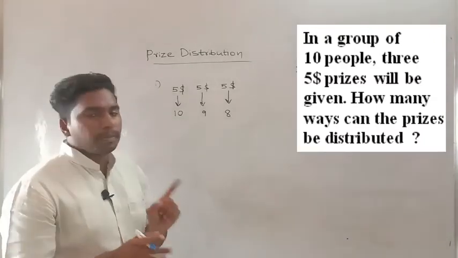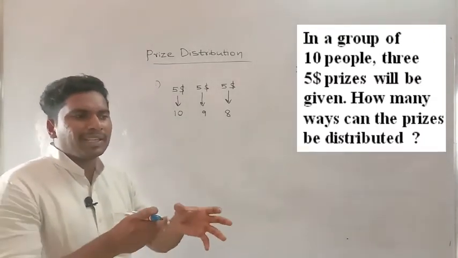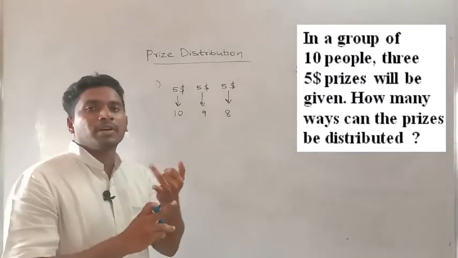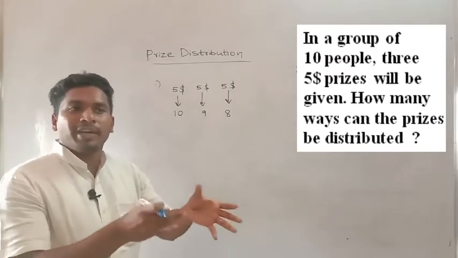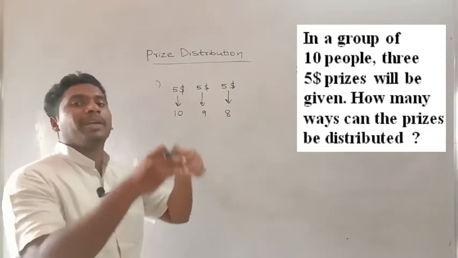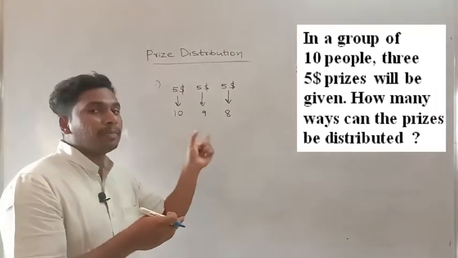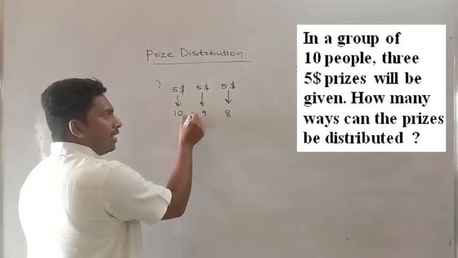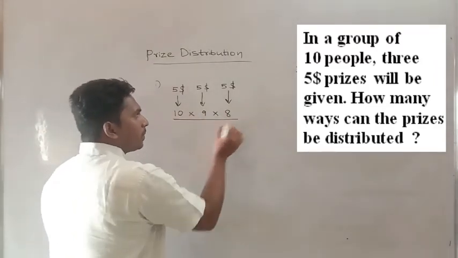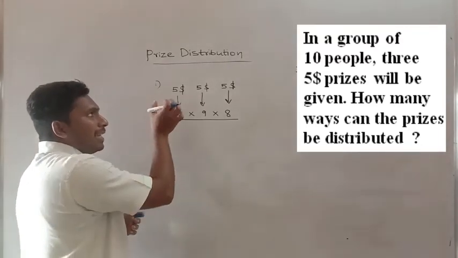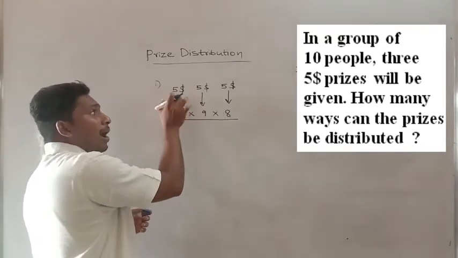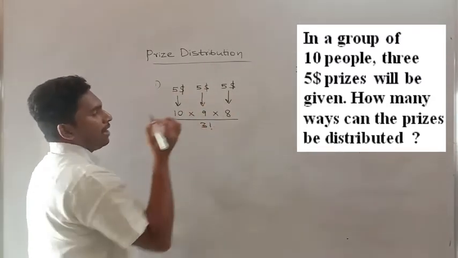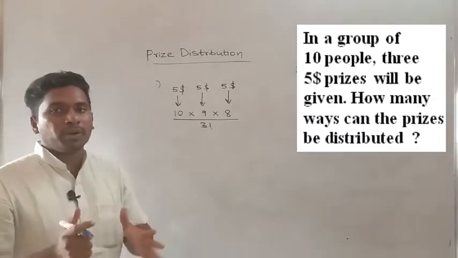Now you have to remember one thing. If anything is same, if anything is repeated, as we have done so far with words, letters and numbers, then for how many times it is repeated, that much number factorial goes in the denominator. So here it is 10 into 9 into 8, and the same is repeating. Total how many $5 prizes are there? 3 are there. So divided by 3 factorial.